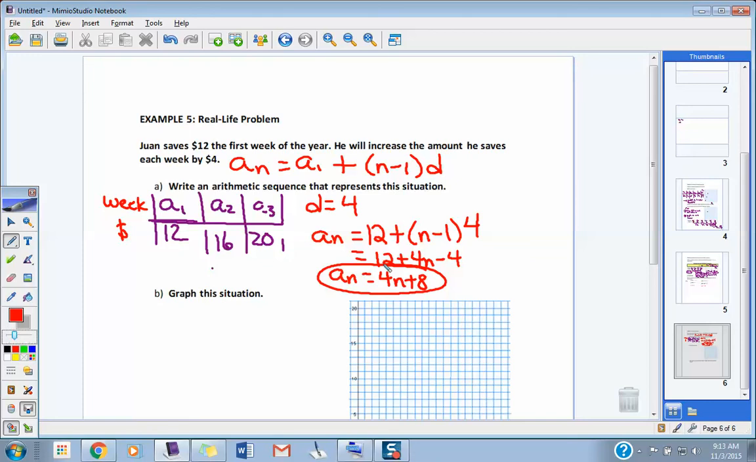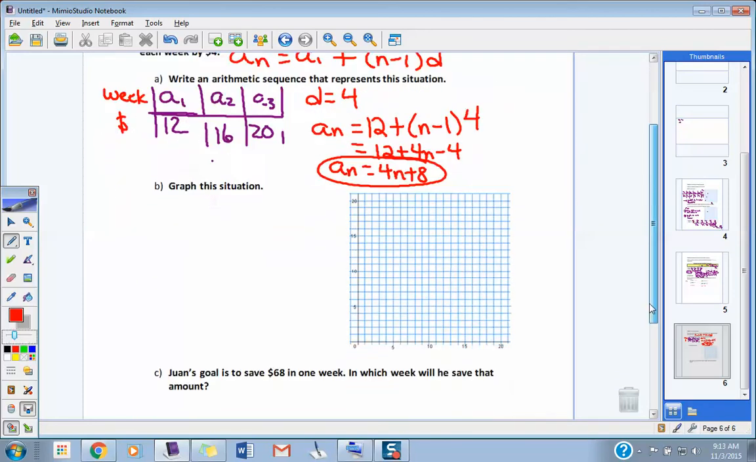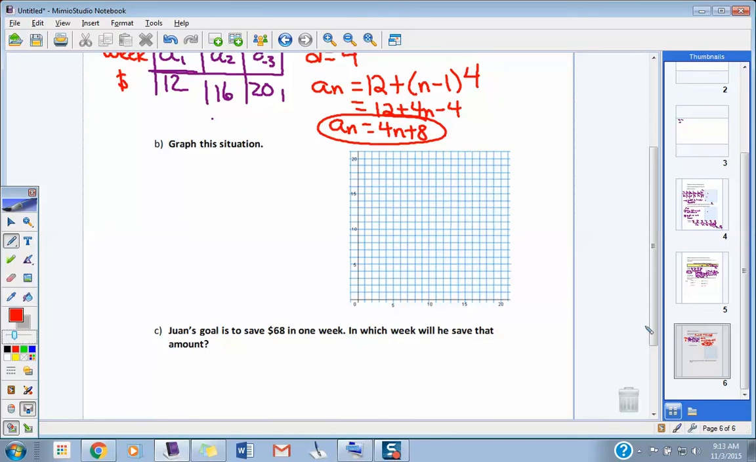Now, it says graph the situation. Well, what's the first point I would really start graphing here? 1 comma 12. My first week of savings, $12 put away. Okay, so to graph this, and we're only going to graph so much. But the first graph, 1 comma what? 12, which would be right about here. Yes? No? What would the next point be? So right 2 and up 16, there's 15, so 16 would be here. And then the only other point I can get on here is 3 comma what? 3 comma 20. So here's 1, 2, 3, all the way up to 20.